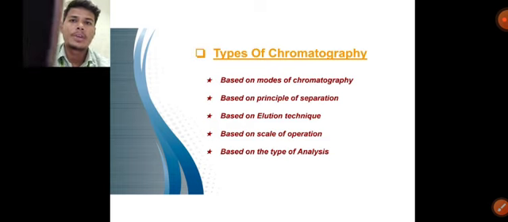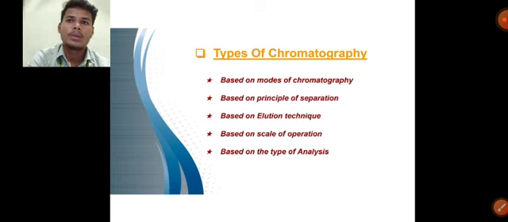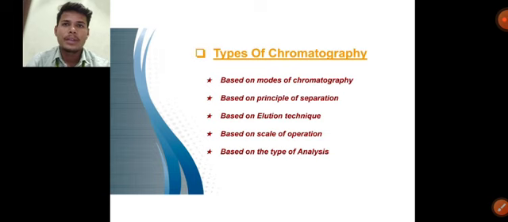Some of them include column chromatography, thin layer chromatography (TLC), paper chromatography, gas chromatography, ion exchange chromatography, gel permeation chromatography, high pressure liquid chromatography, and affinity chromatography. The second one is based on principle of separation.